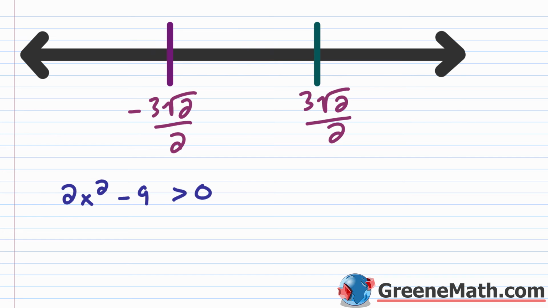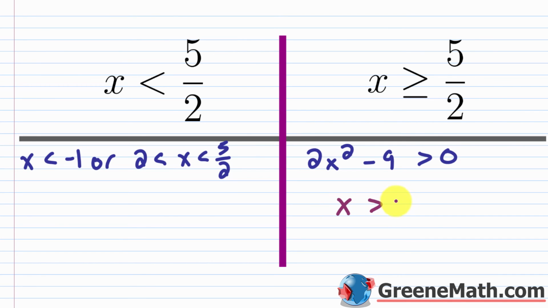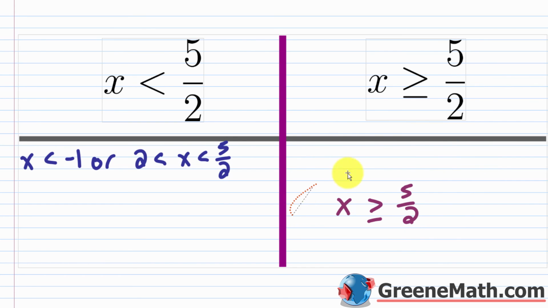So let me come back up and I'm going to put x is greater than 3 times square root of 2 over 2. And I'm going to merge that with the fact that this is only valid for x values that are greater than or equal to 5/2. So this right here, this 3 times square root of 2 over 2, this is less than 5/2. So what I'm going to actually do is just say, well, this is x is greater than or equal to 5/2. Let me get rid of this and let me move this over here.